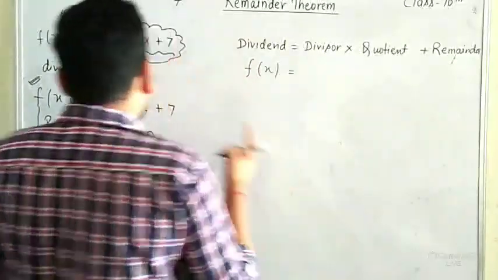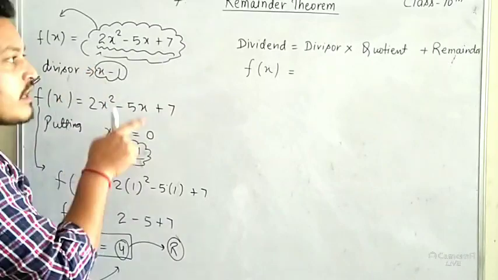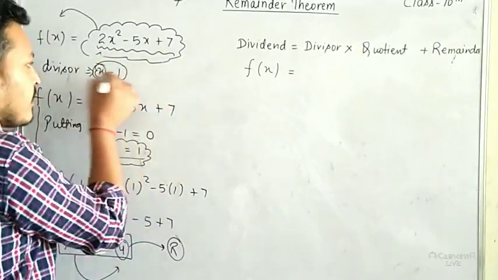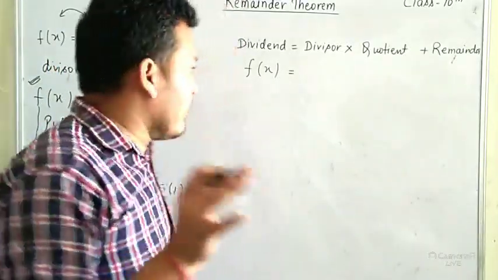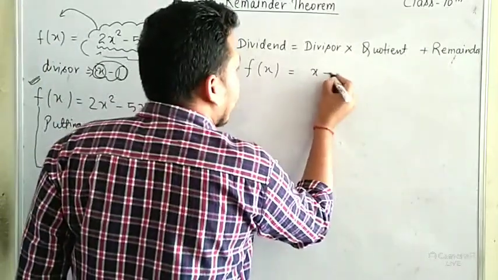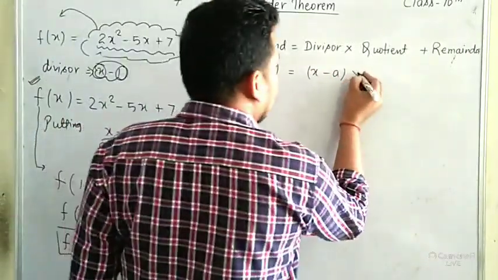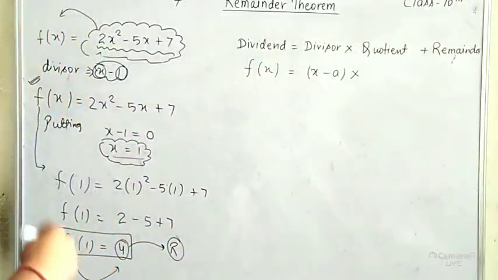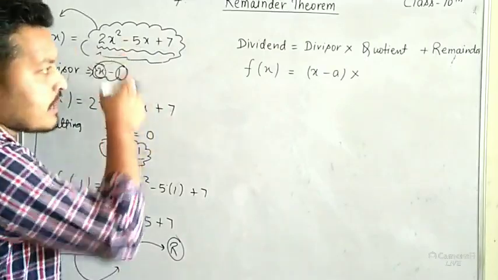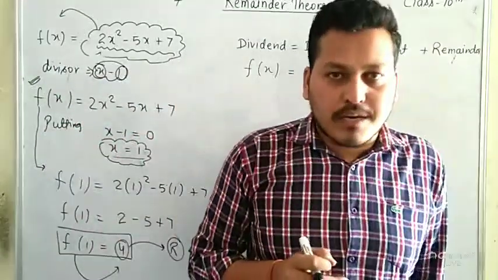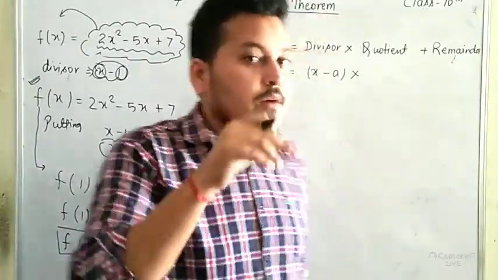f(x) is equal to, in the question I have taken the divisor as x minus 1. Here x is coming, but 1 is just a number, it may be any number. So I am taking the divisor as x minus a, into the quotient. And what will be the quotient? The quotient is what you got in the previous part when I solved it by the actual division method. So what is the quotient? The quotient comes in the form of x.